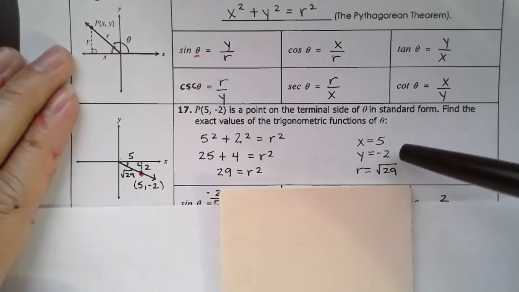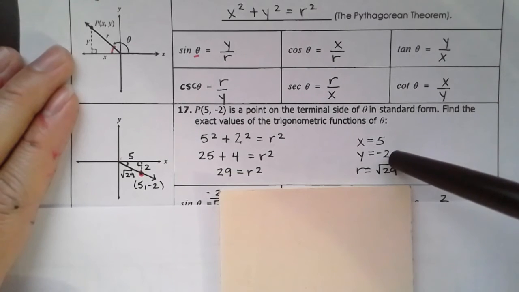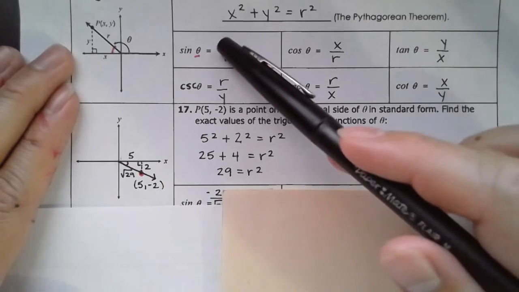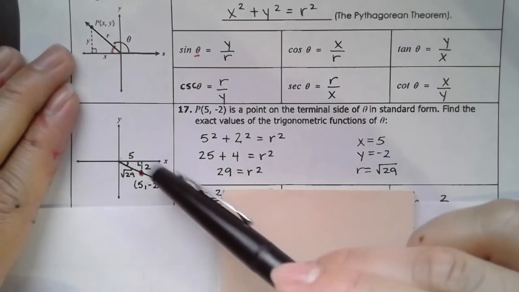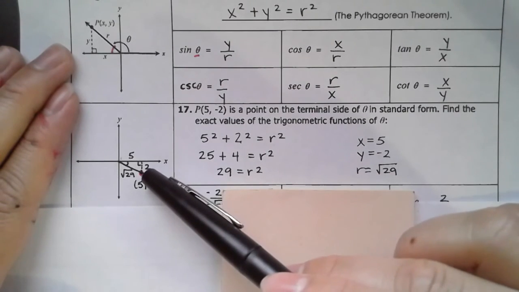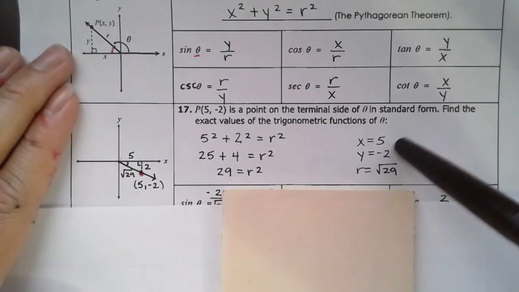x and y, again, given from my point P, are 5 and negative 2. These are the values I'm going to use when I take my trig ratios, not the ones given here, because that throws off this guy here. So we're using points relative to point P on the coordinate plane. So I'm using these here.